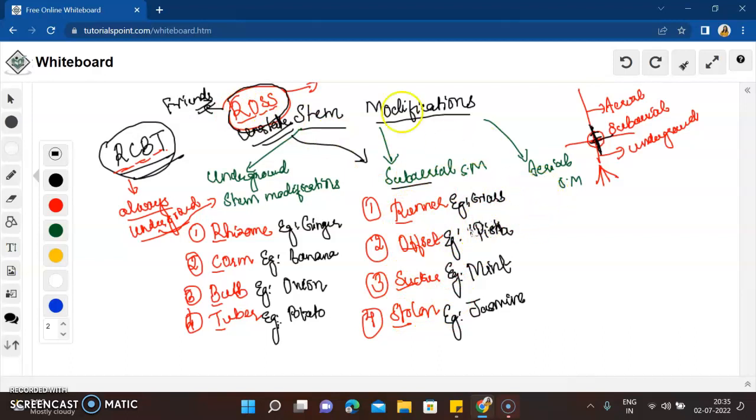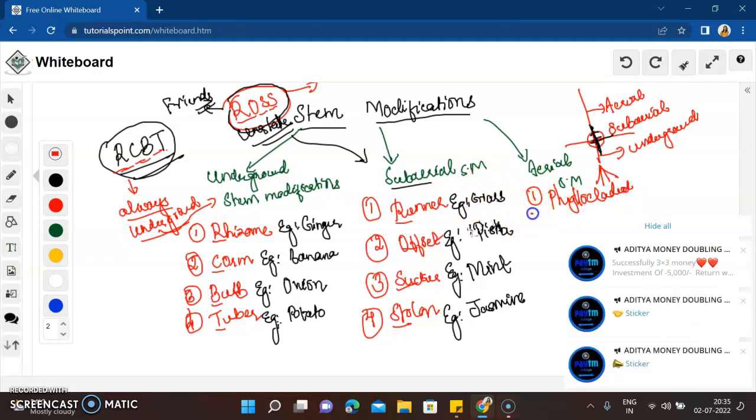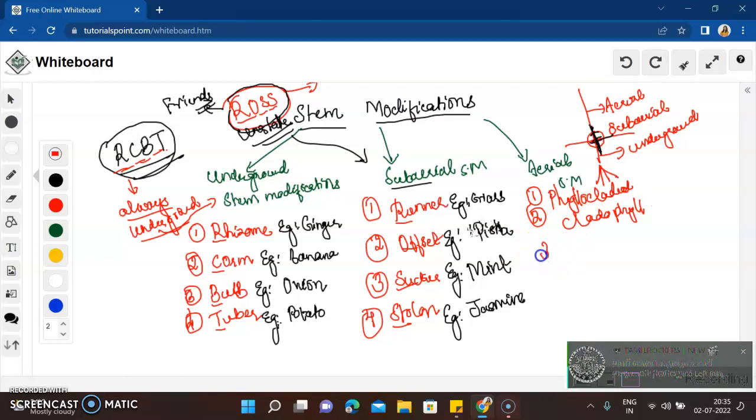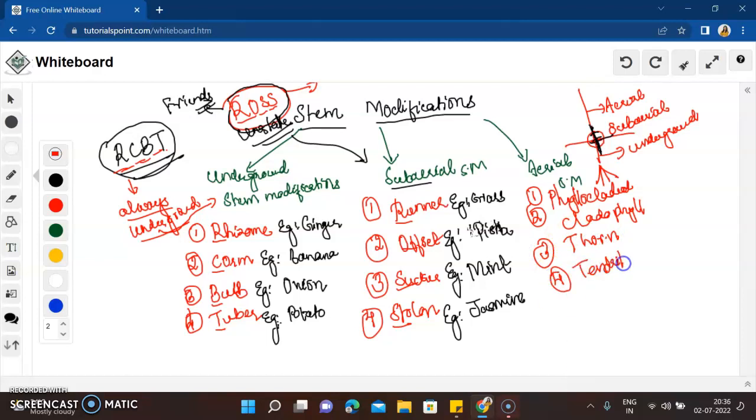Now, the next one is quite interesting, okay? Aerial stem modifications, what we are going to write. Aerial stem is the stem shoot of the plant that we can see on the surface, right? Aerial stem modifications, what are the very simple aerial stem modifications? That is phylloclad, right? Phylloclad, cladophyll, right? And thorn, tendril, all these are stem modifications, right?